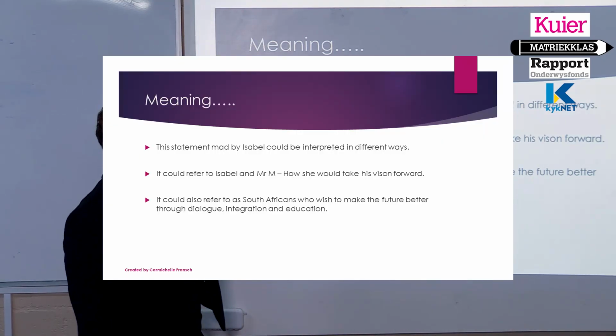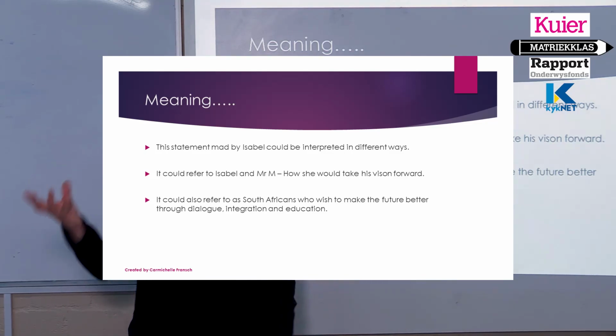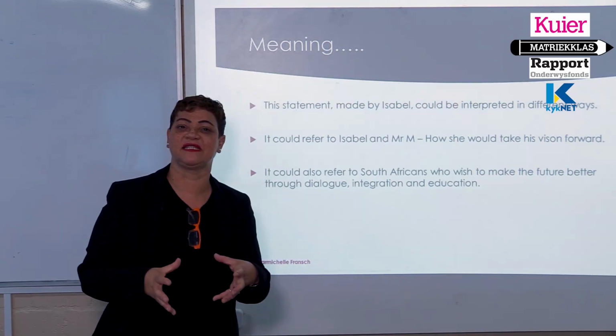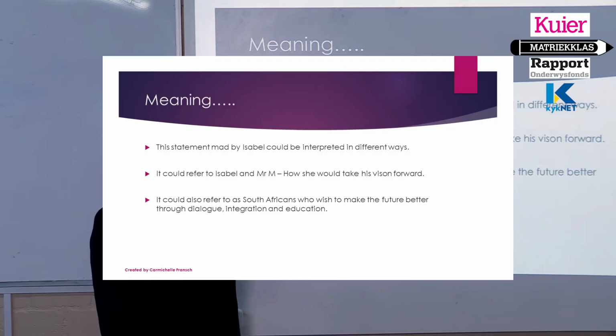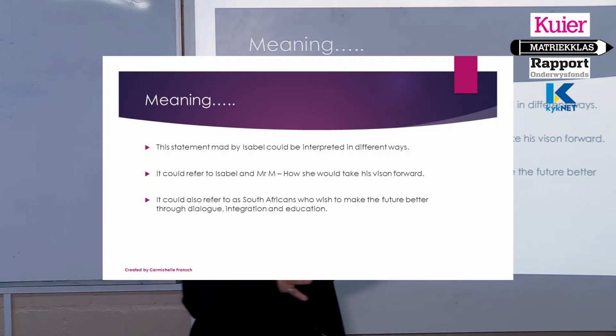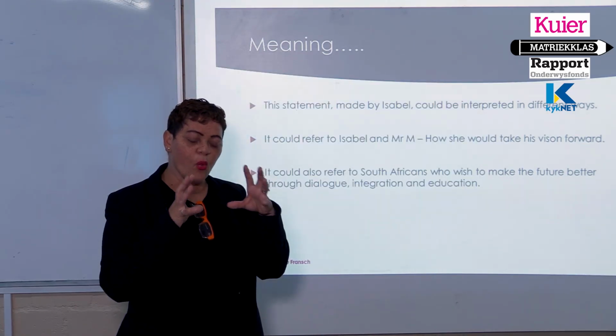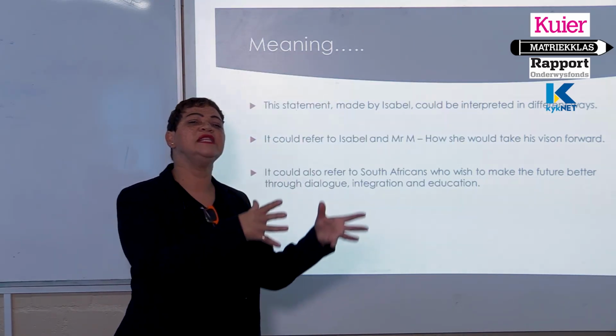Also, there were fellow South Africans who wanted to make a better future through dialogue, through integration, through education. And this wasn't just black people or white people or pink people. This was South Africans, fellow South Africans who shared both Mr. M and Isabel's vision. But now, let's just go back quickly to Tommy and why he chose to go the violent route.